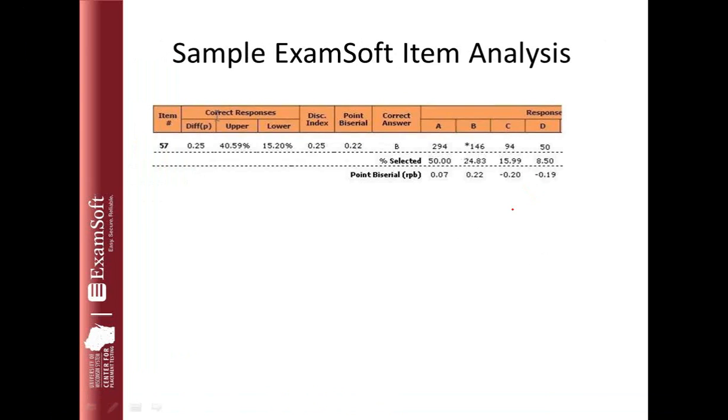Let's look at another one. Here we have an item, and we see for a wrong answer, so B is the correct answer in this case, but we notice that alternative A has a positive discrimination. We don't like to see wrong answers with positive discriminations, and we certainly don't like to see wrong answers with positive discriminations that are selected by 50% of the students, which is the case here. If I were looking at this, I'd say, boy, that's a really big problem. That's something that I probably need to address.